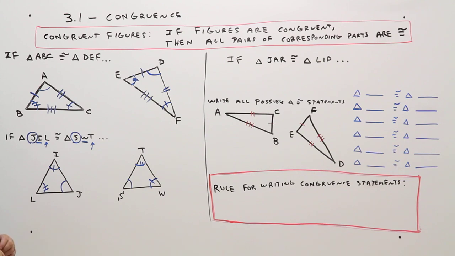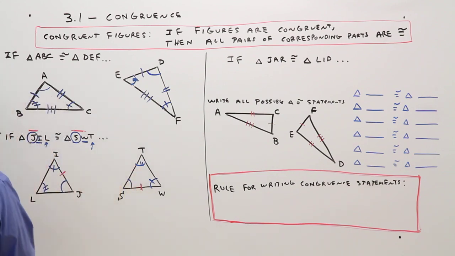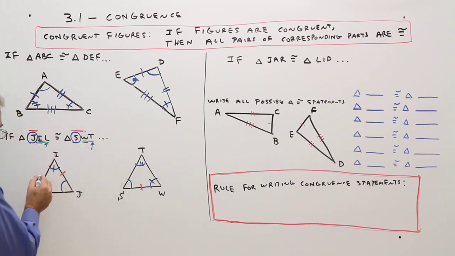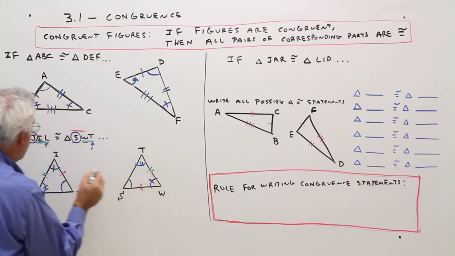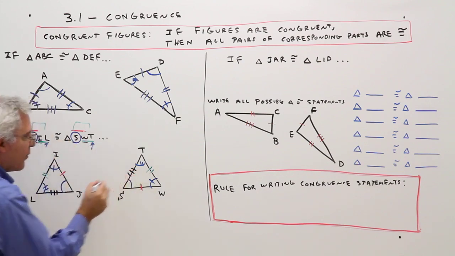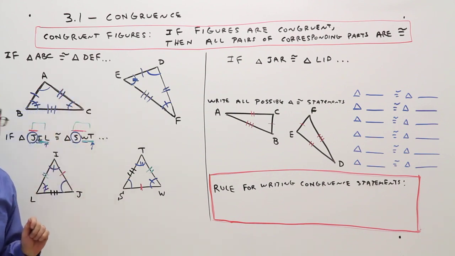Then as far as the segments are concerned, I could do this. First two letters with first two letters, so JI with SW. Last two letters with last two letters, IL with WT. And then first and last with first and last. I'll go in a different color. JL, I'll go 1, 2, 3, with ST, 1, 2, 3. So again, you can just look at the lettering scheme to figure out the congruences. You don't have to obviously see who's matched with who.